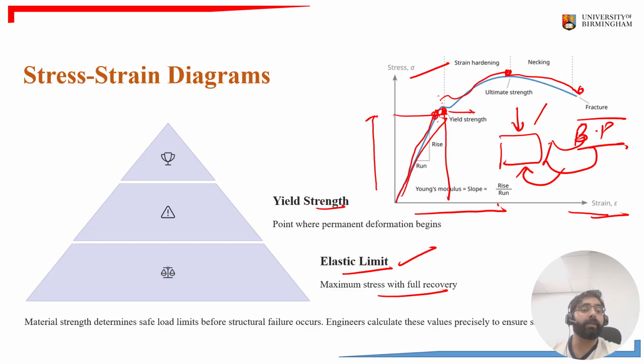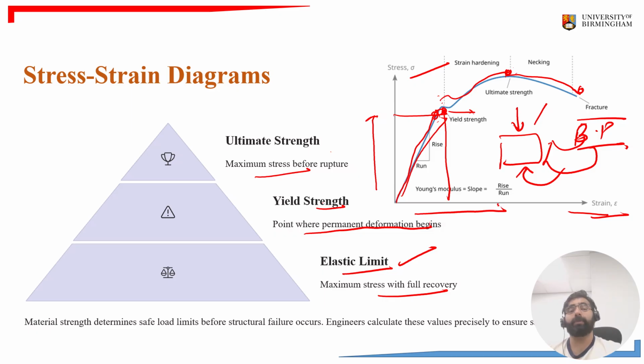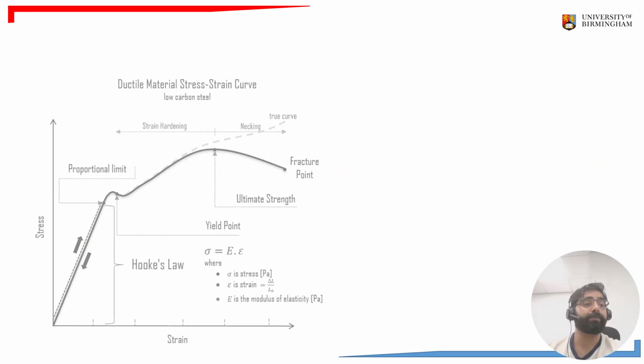Then the yield strength. Yield strength is the point where the material's permanent deformation begins, because at this point the material will not regain its original shape. Once it gets deformed, it won't get its shape back. Third one is the ultimate strength, which is the maximum stress that the material can bear, and after this point there will be breakage in the material. Okay, this is our stress-strain diagram.